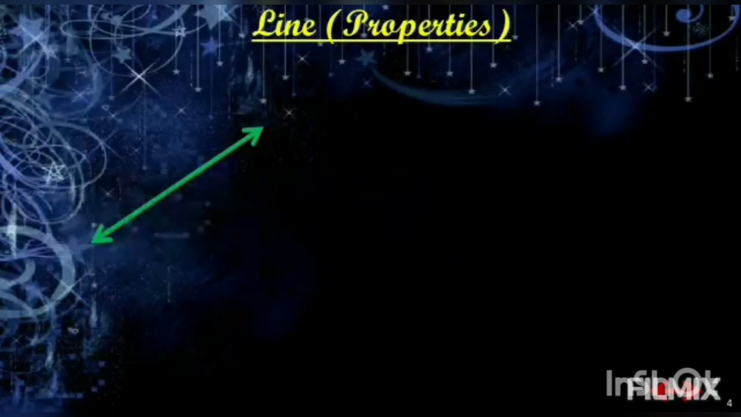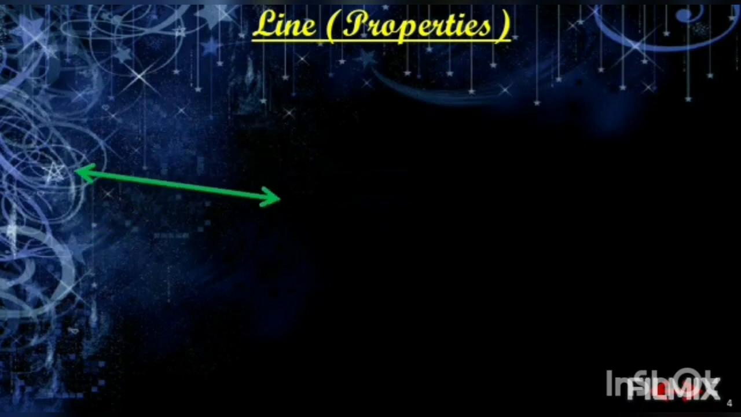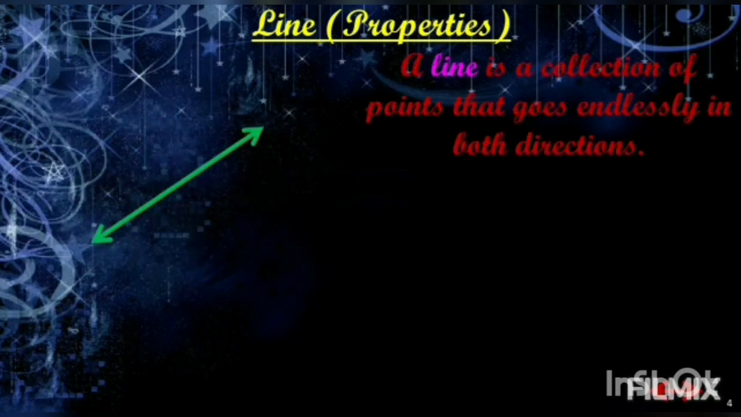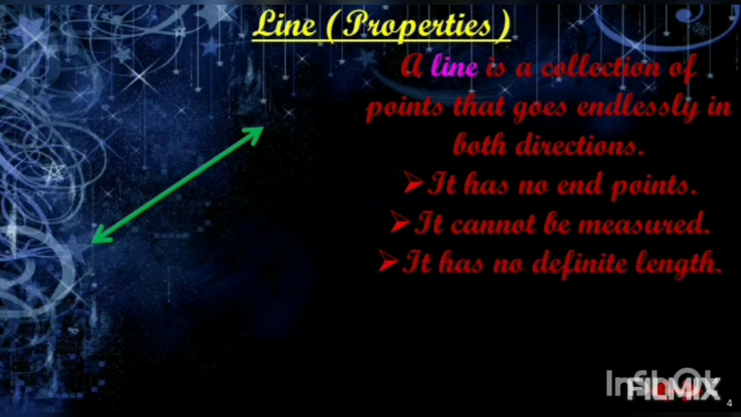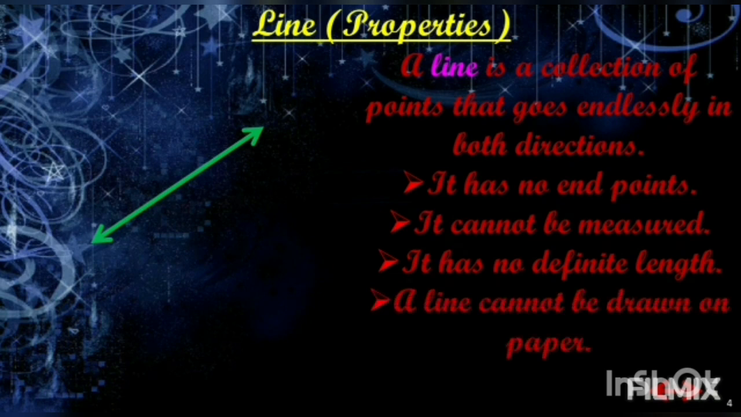Moving forward, our next term is line. Let's have a look at its properties. A line is a collection of points that goes endlessly in both directions. Therefore, it has no endpoints. Since it doesn't have any endpoint, it cannot be measured, and since it cannot be measured, it has no definite length. Which further means a line cannot be drawn on a piece of paper.